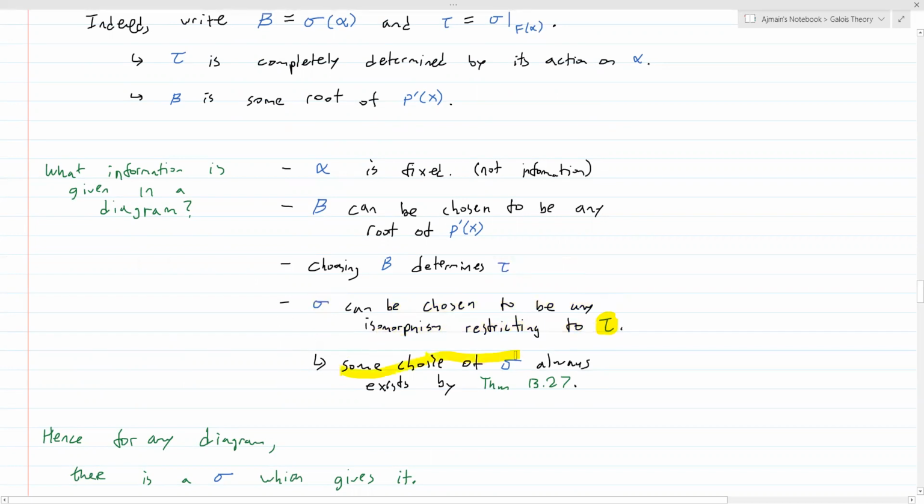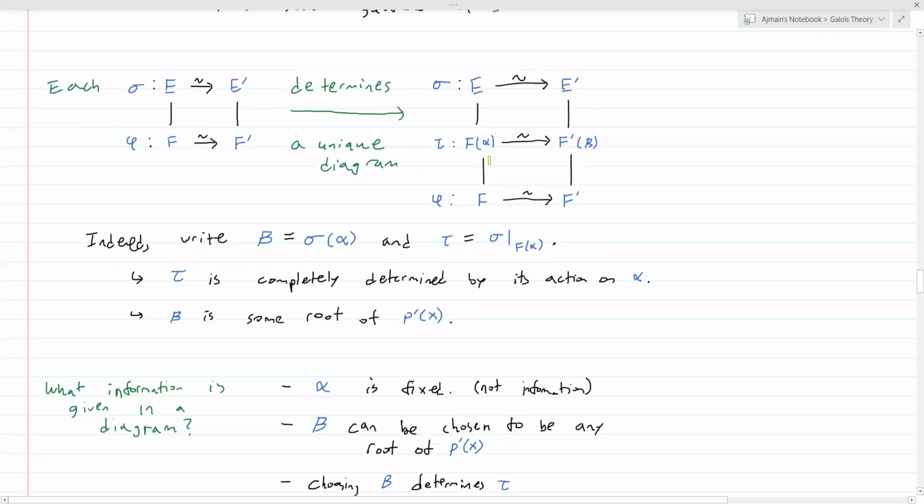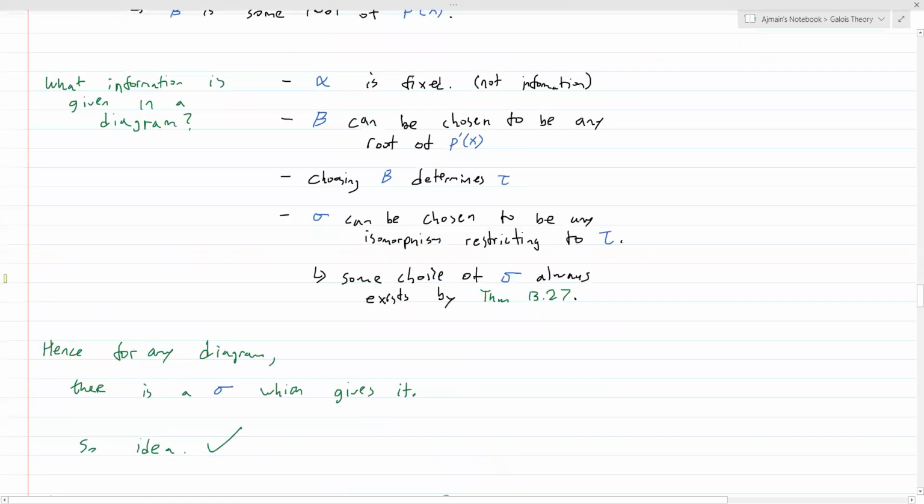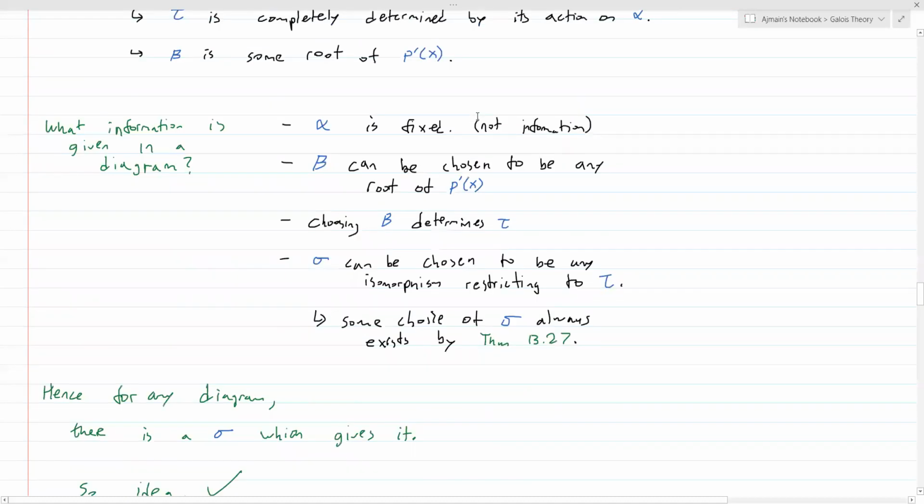And the point is some choice of sigma always exists, by theorem 13.27. So for any diagram, there exists a sigma which gives it. So there are two statements here. One is that fixing a sigma, we determine a unique diagram, and fixing a diagram, we know there exists a sigma that determines it. Right. So does that make sense?